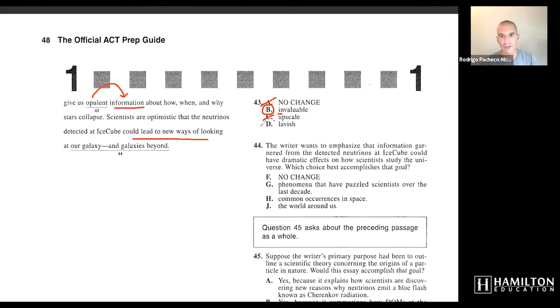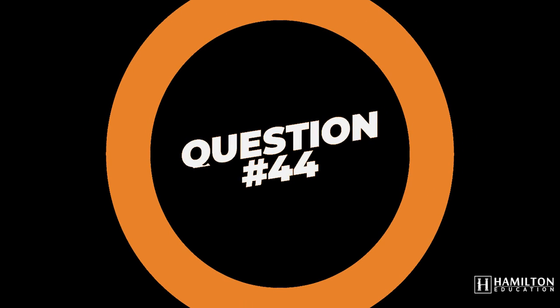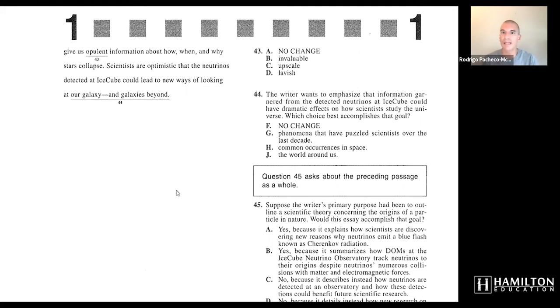That doesn't really fit the context, so we can eliminate D. And that's why B, invaluable, is our correct answer. Question 44 is a purpose question. And there's a pretty lengthy question stem here, so let's start there.